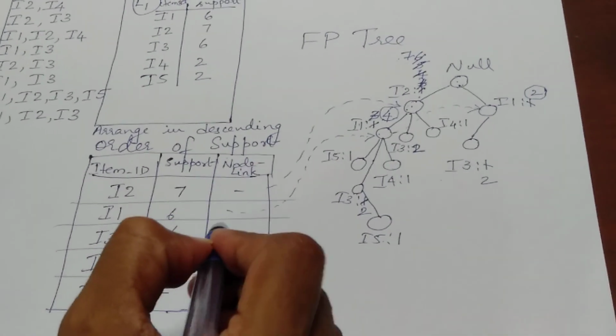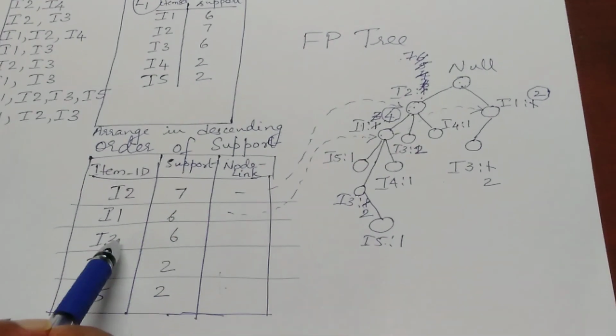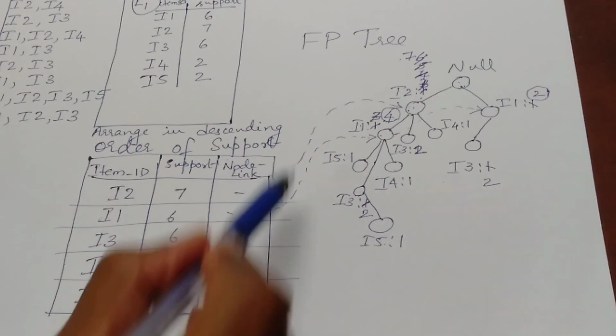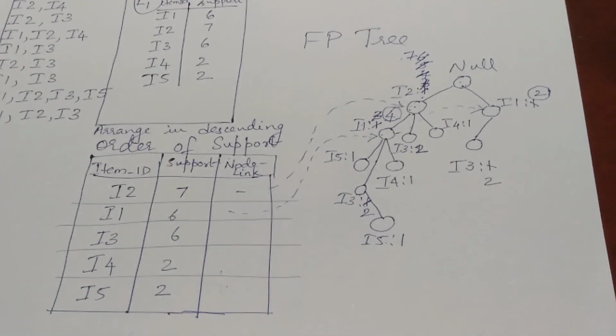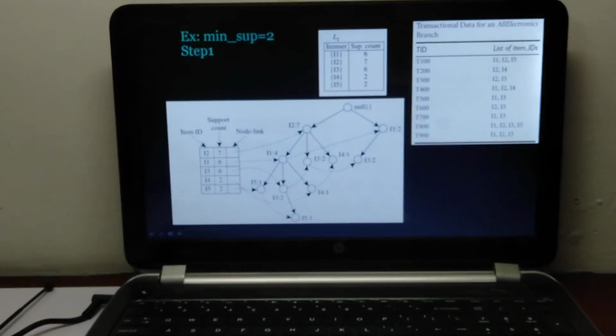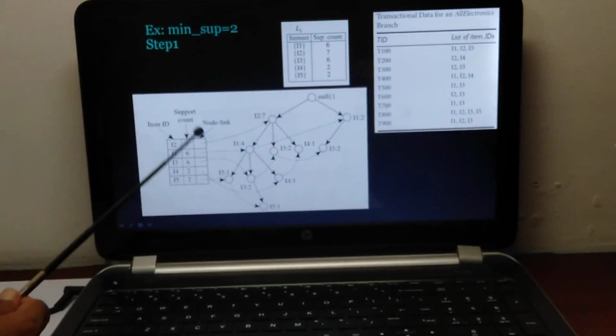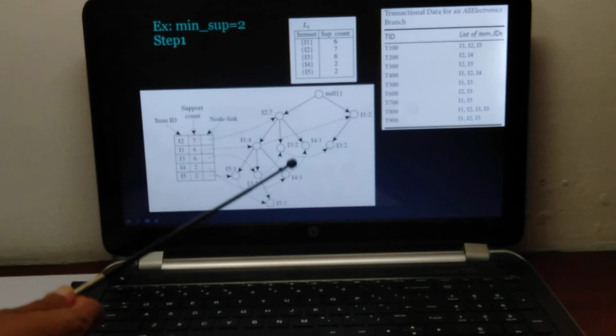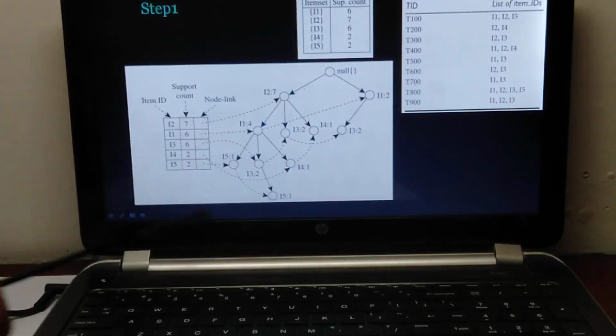Continue to do this. Connect all of the nodes with its corresponding positions and then you will get the FP tree that you see in your presentation. Now if you see over here, all the nodes have been connected accordingly. This is our FP tree.